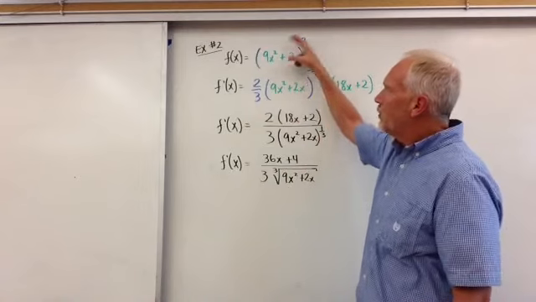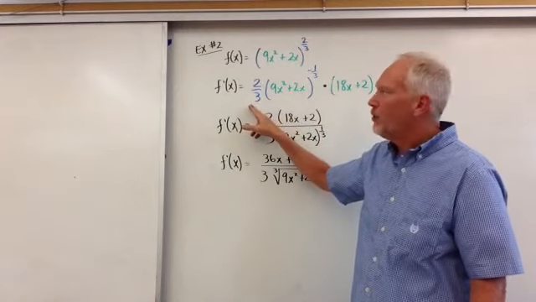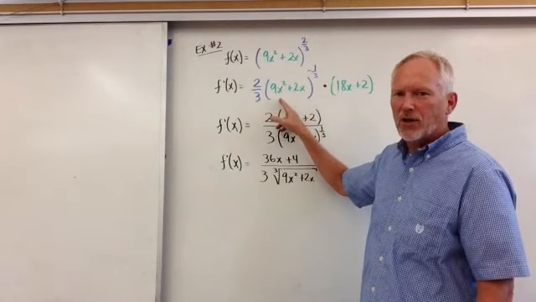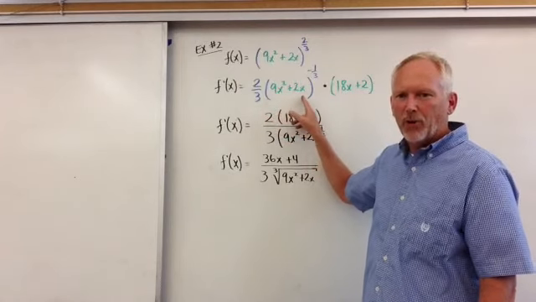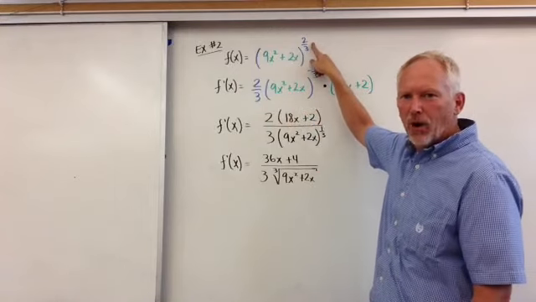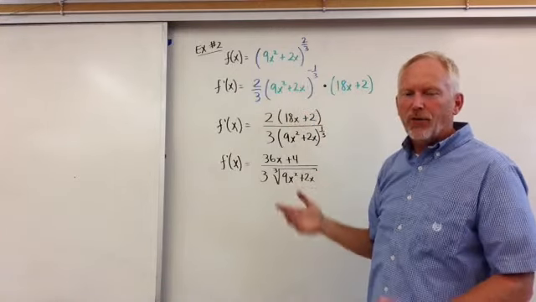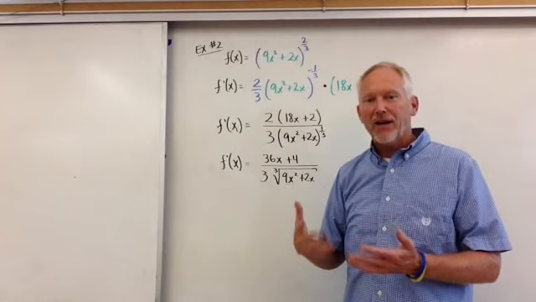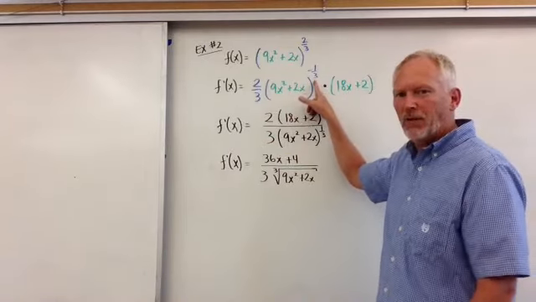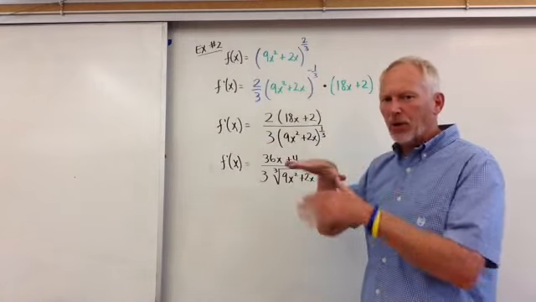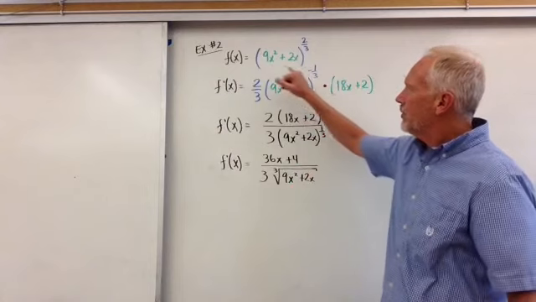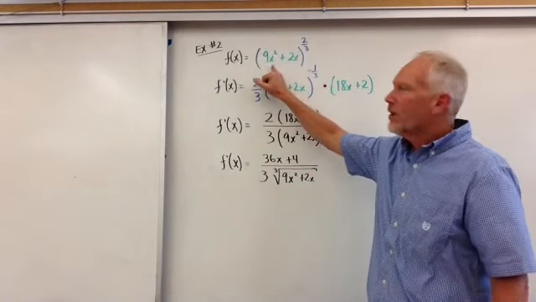So if I take this 2/3 and bring it down, I get 2/3. Remember, the inside stays the same, so I'm not changing that. 9x squared plus 2x. Now I have to subtract 1 from 2/3. So if you do that math, 2/3 minus 3/3 would be negative 1/3. So now I have an exponent of negative 1/3, which means we're going to put it in the denominator, but we'll do that in a minute. And then times the derivative of the inside.